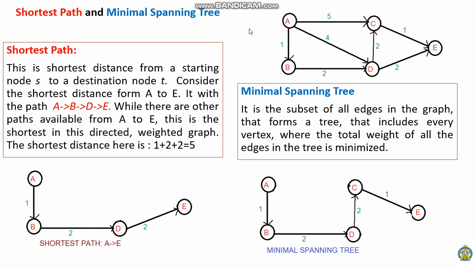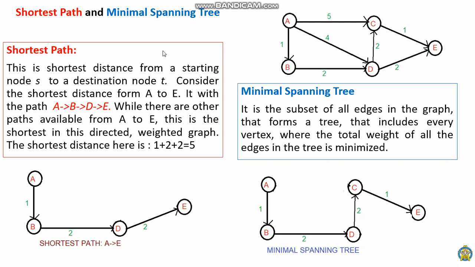So the shortest path here is A to B, B to D, D to E. So a total distance of 1 plus 2 plus 2, that is equal to 5. So this is the shortest path when I draw, if I want to show. So this is the shortest path of this particular graph from A to E. Right. Similarly, I can find the shortest path from any node to any node. Of course, some nodes may not be reachable in certain paths in case of directed, but in most cases, yeah. So that is a shortest path.